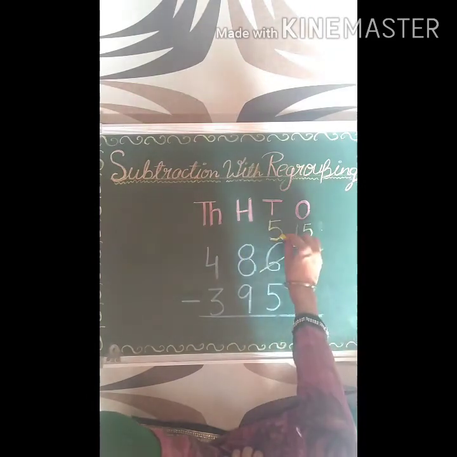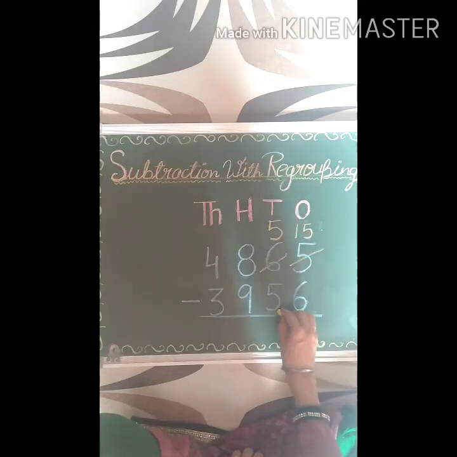Then move to the tens place. 5 minus 5 is possible? Yes, it is possible, because in subtraction properties we learn that when we subtract same digits we get 0. So 5 minus 5 is equal to 0. We write it on tens place.